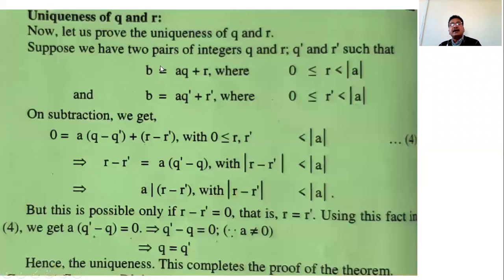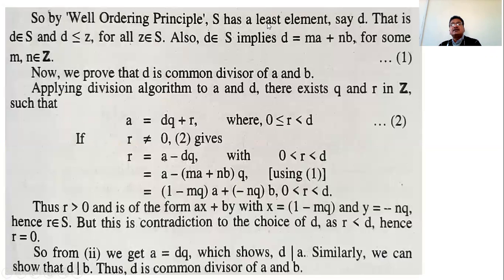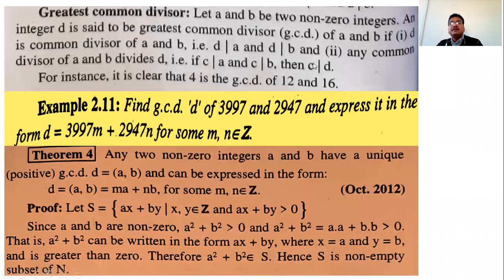In the first part, we showed that D can be expressed in the form MA plus NB by taking this set S. Now we prove that D is the greatest common divisor of A and B. For that, first show that D is a common divisor of A and B. That is the first property of the greatest common divisor.